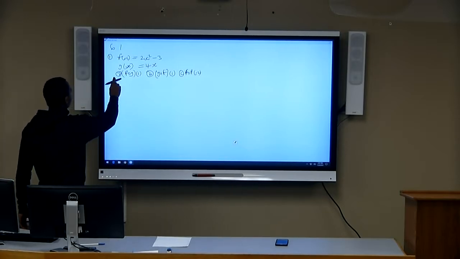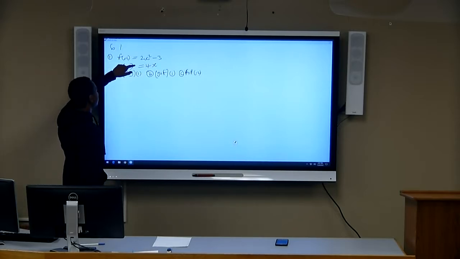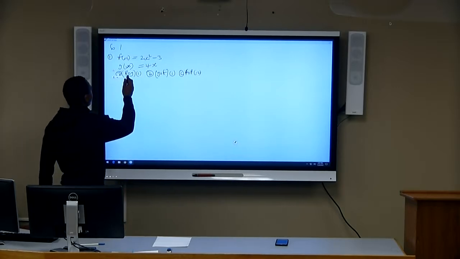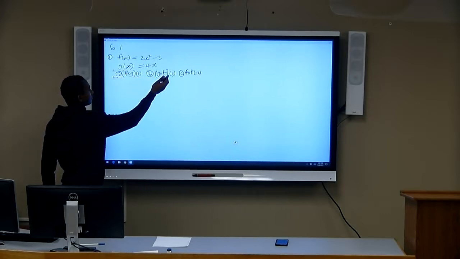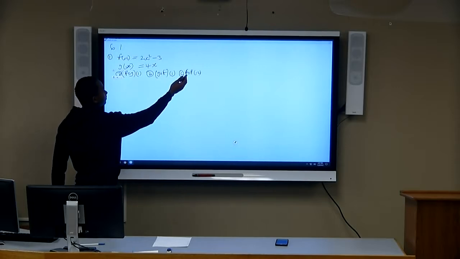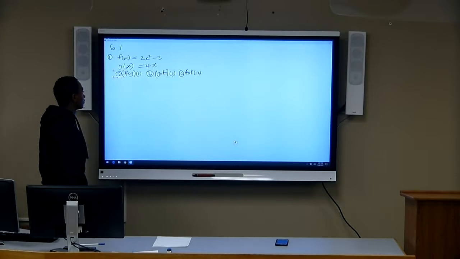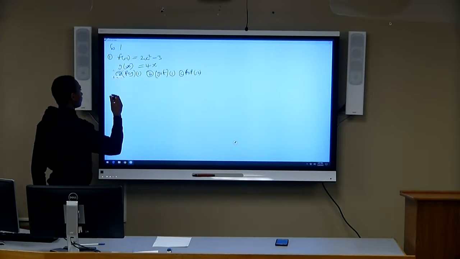Okay, I already wrote out the example. This is the first example. It says f of x is equal to 2x squared minus 3, and g of x is equal to 4x. The first question, the A part, says f circle g of 1, and B says g circle f of 1, and C says f circle f of negative 2. So those are the three questions I'm going to solve.